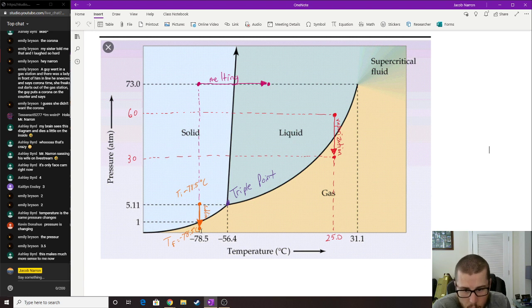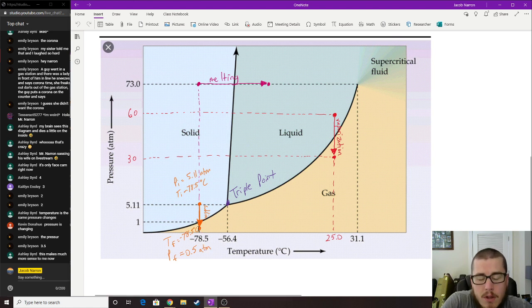All right, and then we can see the pressure is changing. P initial is going to be 5.11 atmospheres. I know that because I'm just following the dotted line over. That's why I picked this spot, because I have some numbers I can use. And then when it comes to final pressure, we don't actually have a number. But we can make one up. It just has to be less than 1. So I don't know. We'll make it 0.5 atmospheres. It's going to be great.